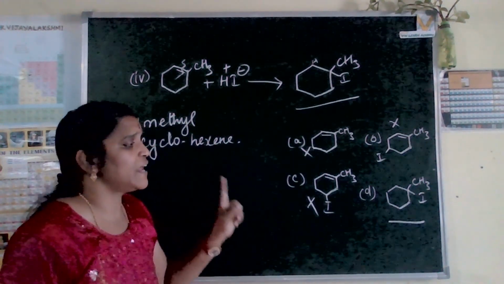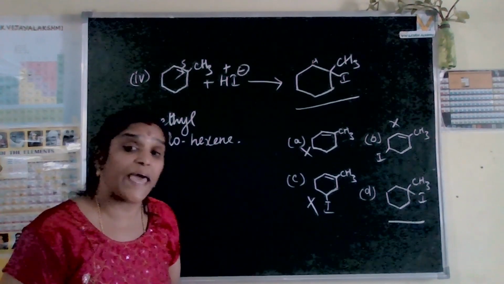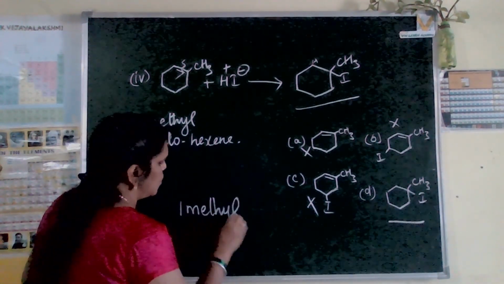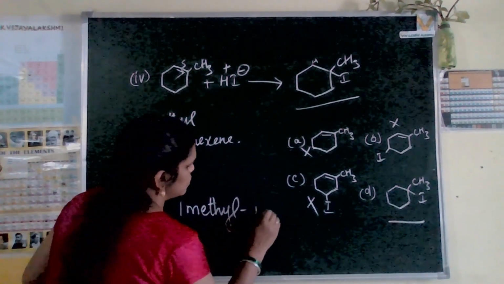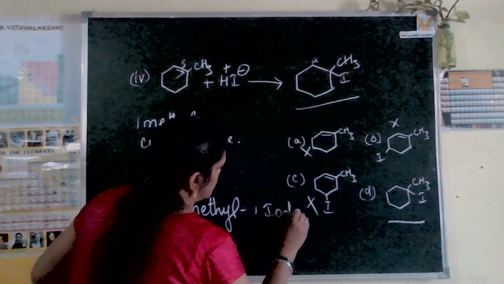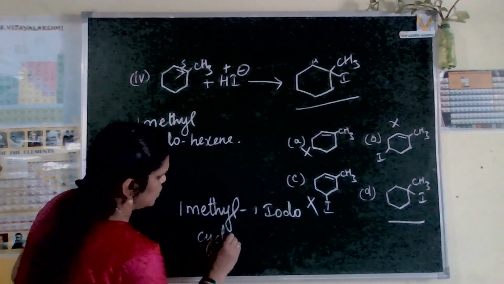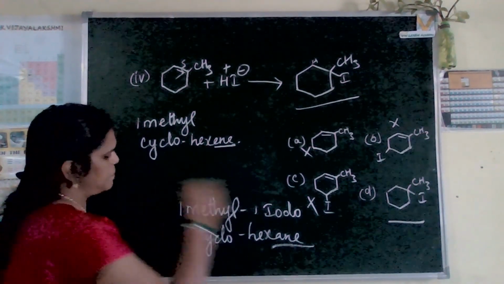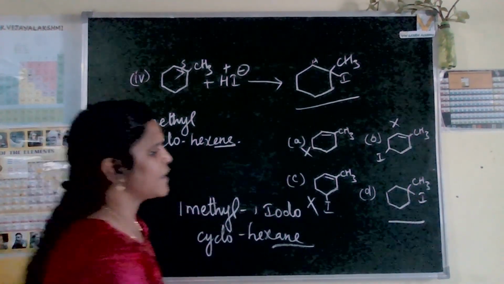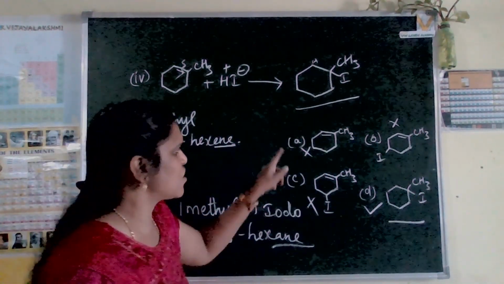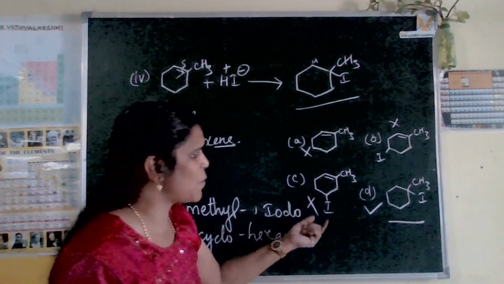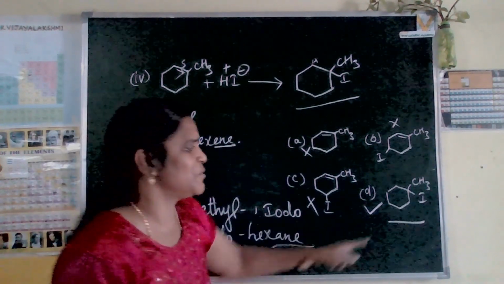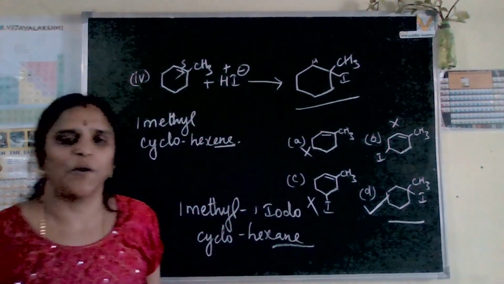So 1-methyl, 1-iodo, cyclohexane. The ene breaks to ane. Which is the correct option? This is it. Why are these all wrong? Because they did not provide such an answer. So as we come to this, we will come to know this option is correct. Hope you are clear with that.